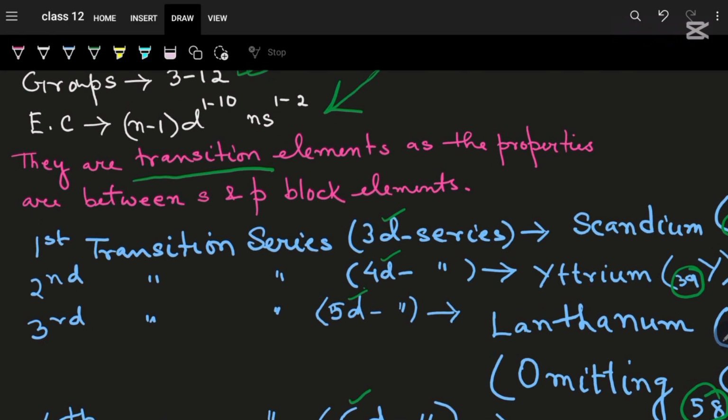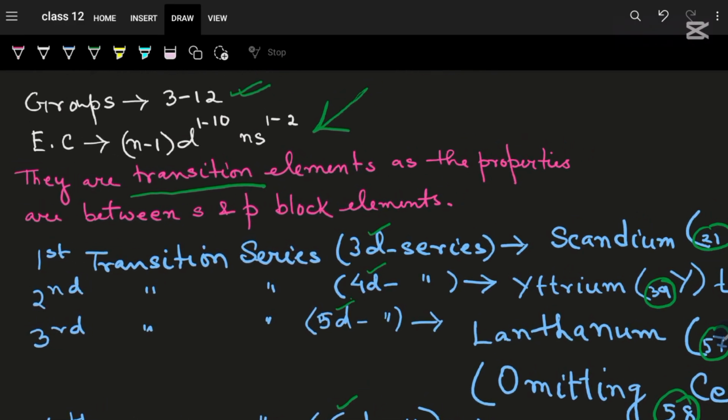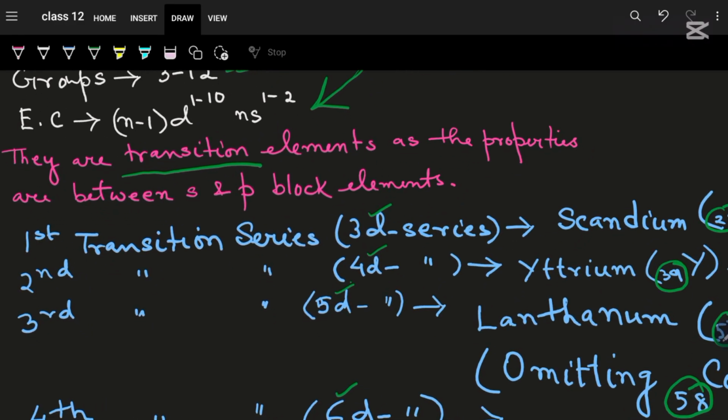And they are known as transition elements because their properties are in between S and P block elements. That is, their properties are intermediate between S block and P block elements. S block elements are those on the extreme left of the periodic table. P block elements are on the right of the periodic table. Transition elements are between them.